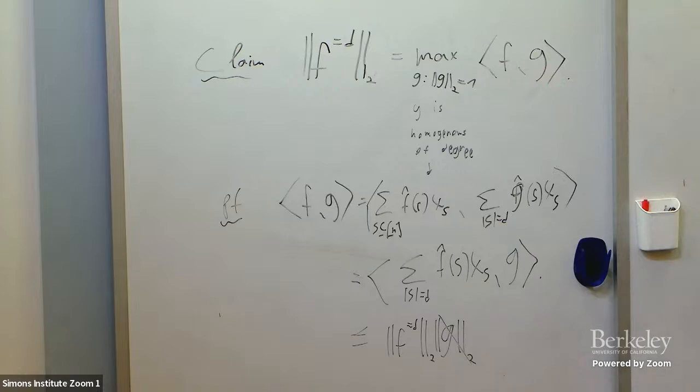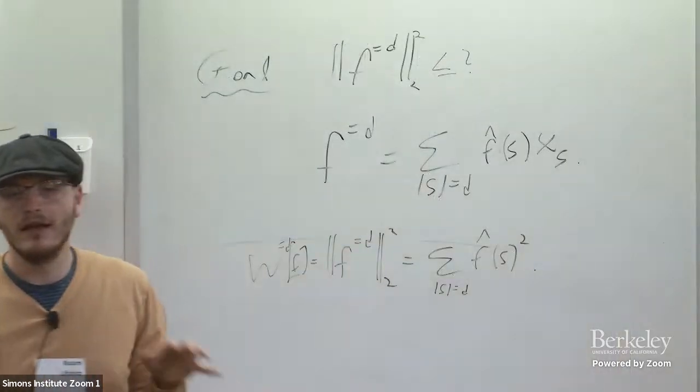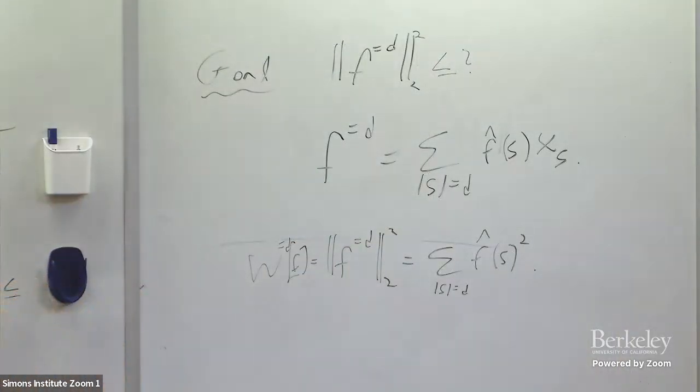Why do we have the implication in the other direction? You can take g to be f equal to d divided by the 2 norm of f equal to d, and we get that this is an inequality. So upper bounds on these f equal to d parts are just upper bounds that tell us that if we have a Boolean function, it's not correlated with low degree polynomials.